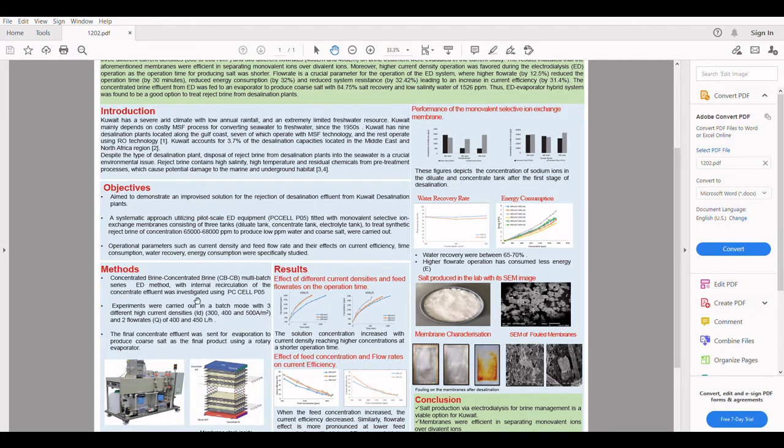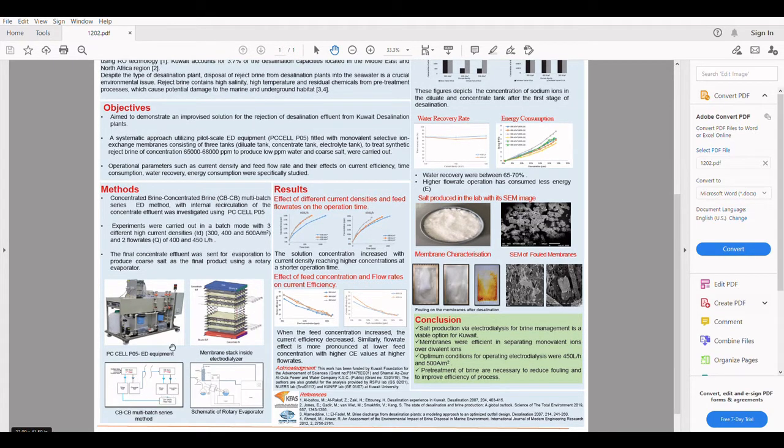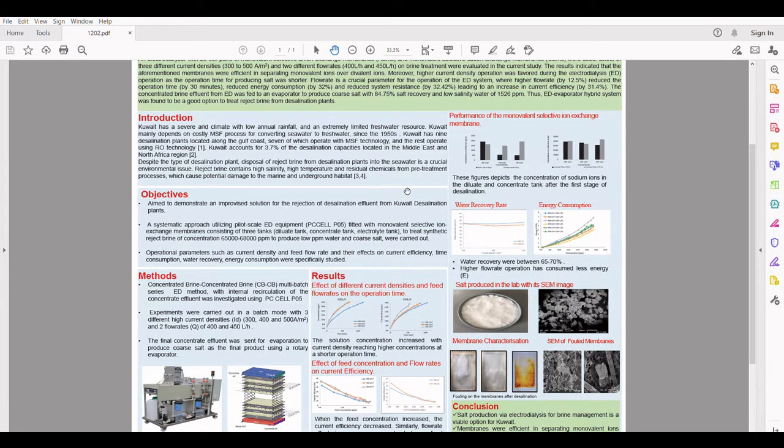Now coming to the methodology, in order to carry out the experiment, a concentrated brine series ED method with internal recirculation of concentrate effluent was done. The experiments were carried out at 3 current densities, 300, 400 and 500, and 2 flow rates, 400 and 450 liters per hour. Now moving to the results, we could observe that as the current density and feed flow rate increased, the operation time to reach the maximum concentration was reduced.